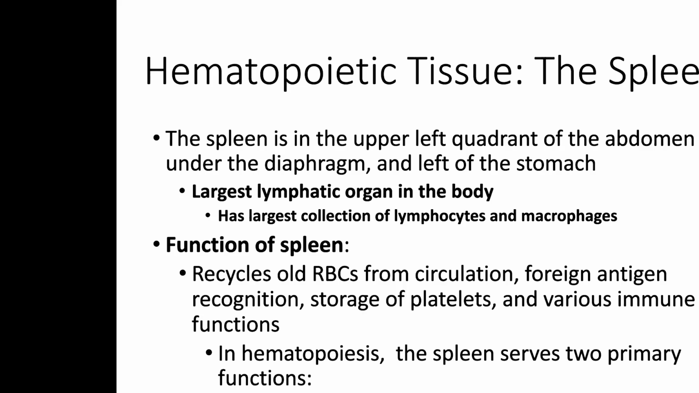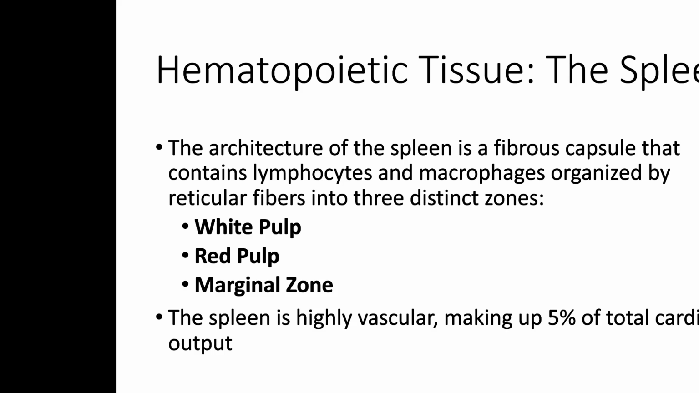In hematopoiesis specifically, the spleen serves two functions: culling, which is removing old cells from circulation, or pitting, which just means getting rid of abnormal proteins from the cell membrane. The spleen is considered a secondary lymphoid organ. Within the spleen, there are three different zones: the white pulp, the red pulp, and the marginal zone. The spleen also has a huge vascular system, making up about 5% of your total cardiac output.